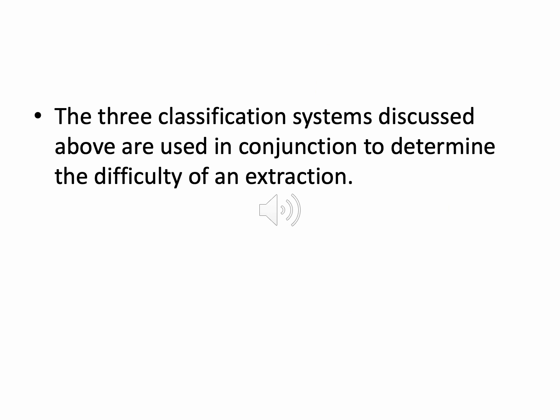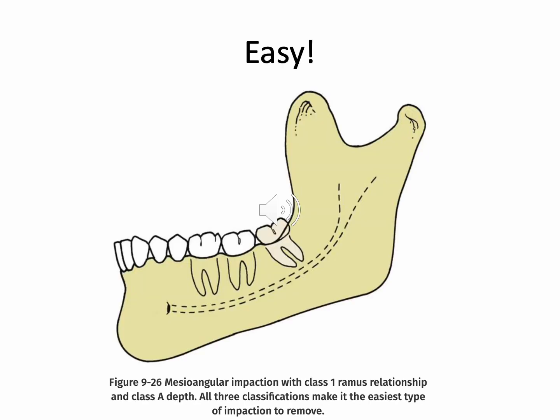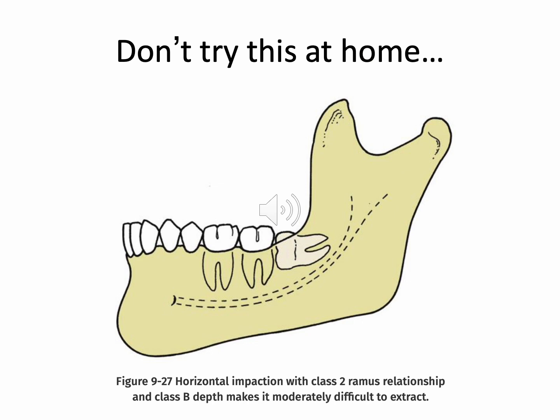So then you'll combine the 3 variables we discussed: angulation, position to the ramus, and position to the occlusal plane, to come up with the overall difficulty of an extraction. So a mesioangular lower third molar, that's class 1 ramus relationship, and class A depth, is going to be fairly easy, as opposed to a horizontal impaction with class 2 ramus relationship and class B depth. I wouldn't try this one at home or in the oral surgery clinic at Dalhousie. This is a straight up referral.